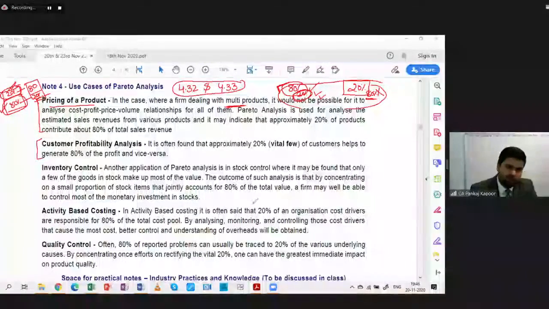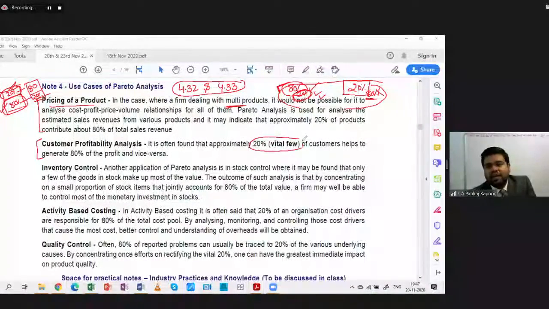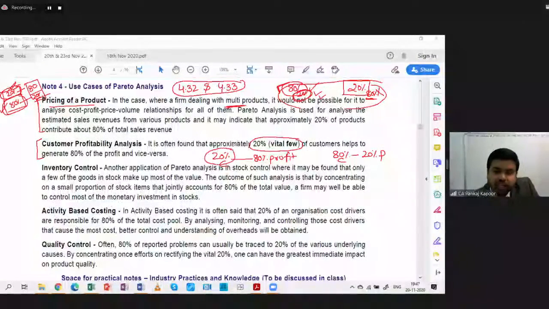Moving to the next paragraph, customer profitability. It is quite obvious that your 20% customers lead to 80% of the profit, whereas the remaining 80% of the customers lead to only 20% of the profit. So whether you will focus on this 20% of the customers who lead to 80% of the profit, or on these 80% of the customers, obviously you will treat them as a king.